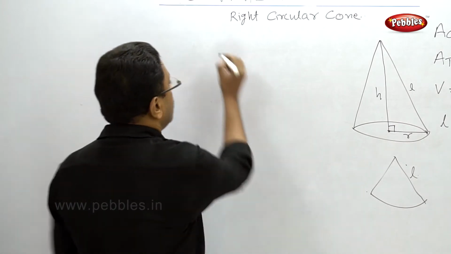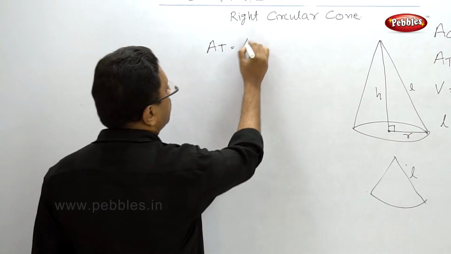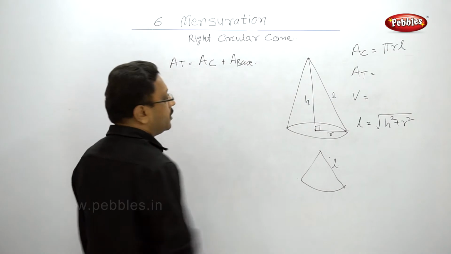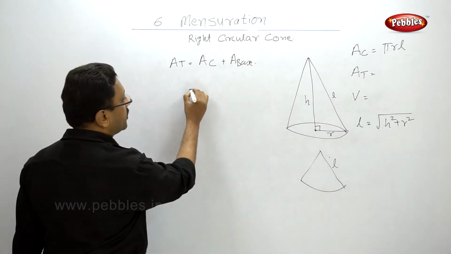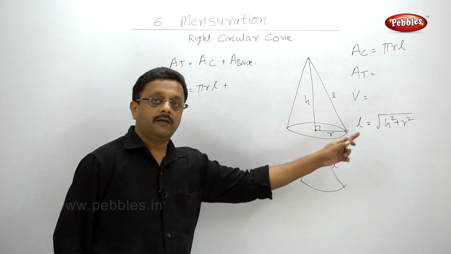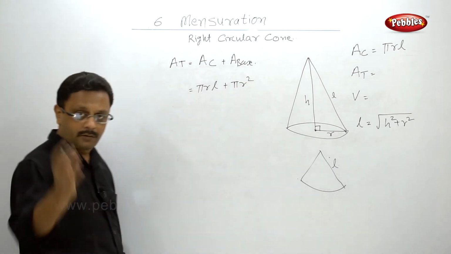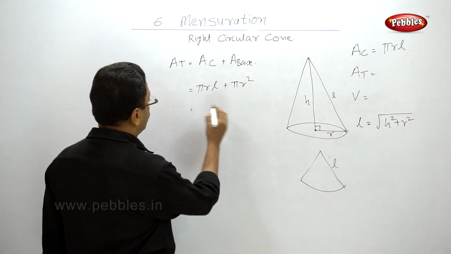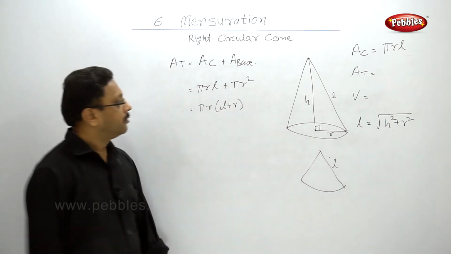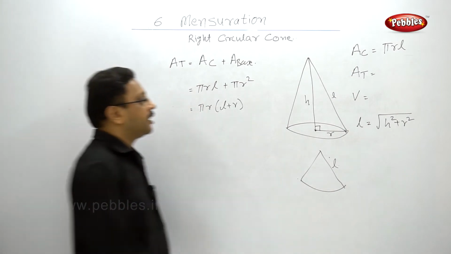We want to find the total surface area. The total surface area is nothing but the curved surface area plus the area of the base. What is the curved surface area? Pi r L. And what is the area of this circle? Pi r square. Now let us find out what is common. Pi r is common, so it is L plus r. So your total surface area is pi r into L plus r.